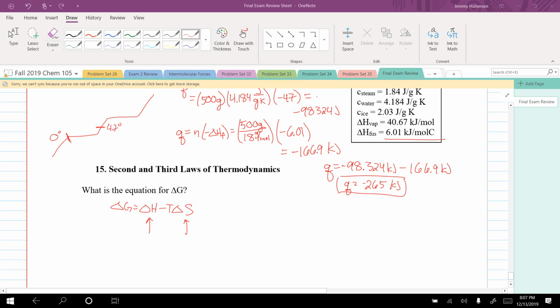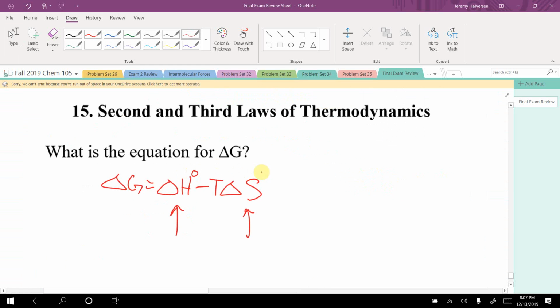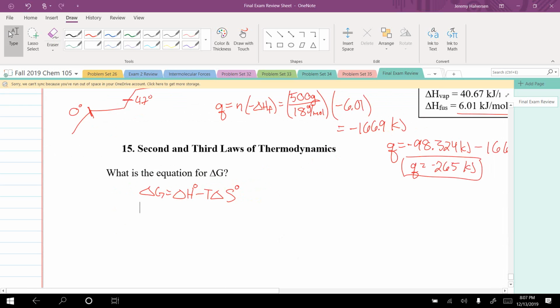I said something I thought I should have stopped. When we do products minus reactants, that's at standard state. But the way we use this equation, those are at standard state, so you can do products minus reactants for those, but for delta G, then you can pick the temperature. The values we give you always have knots, even if they don't draw them.